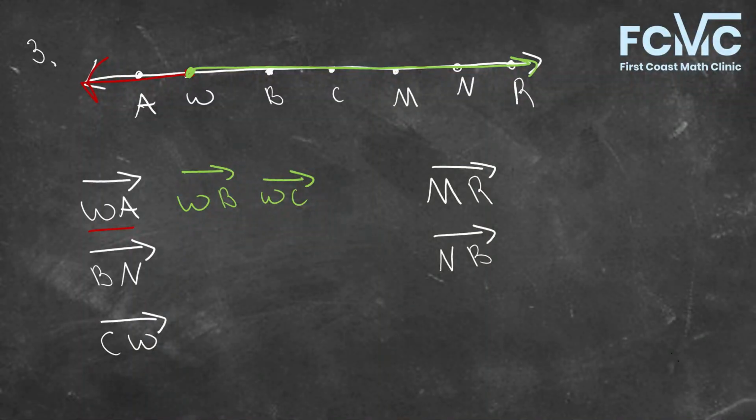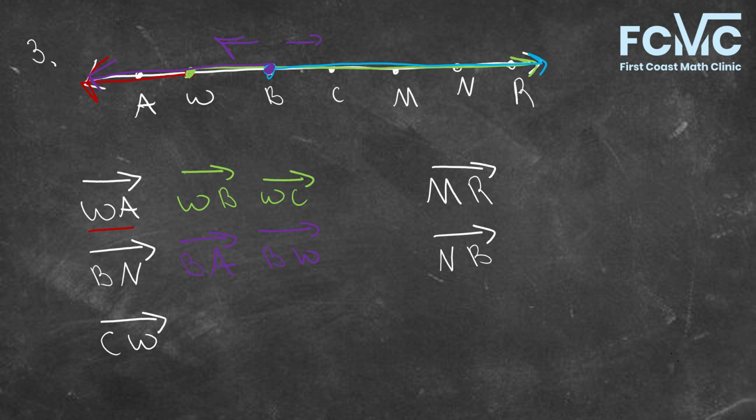Let's do the next one, BN. So we'll do this in blue. So endpoint is B, and we're going towards N. So what's the opposite ray? So we want the same endpoint. So endpoint's going to be B. Instead of going to the right, we're going to go the opposite direction. We're going to go to the left. So our ray in purple is going to be BA or BW. So 2 different ways we can name that.